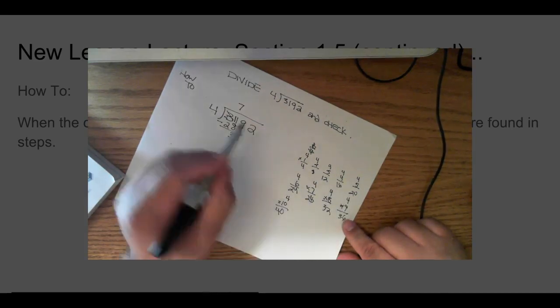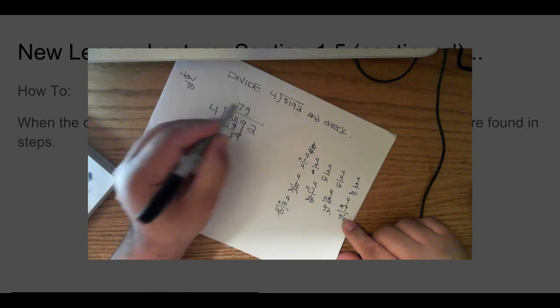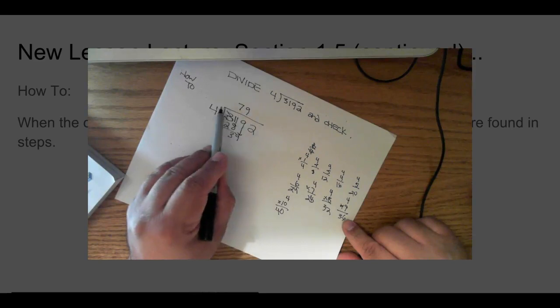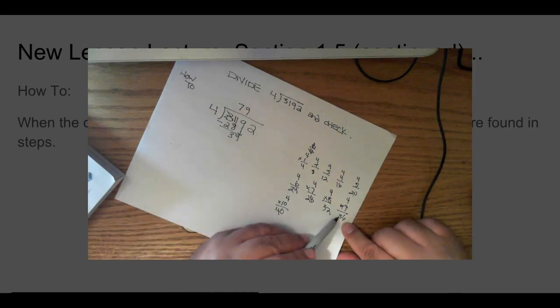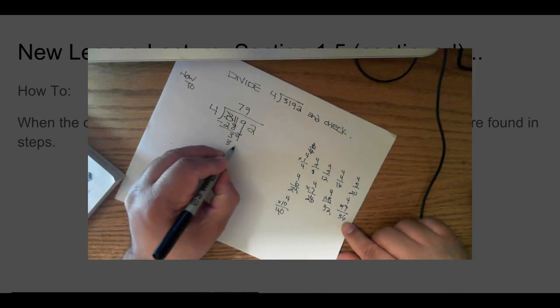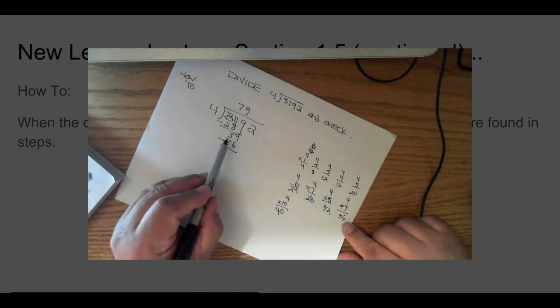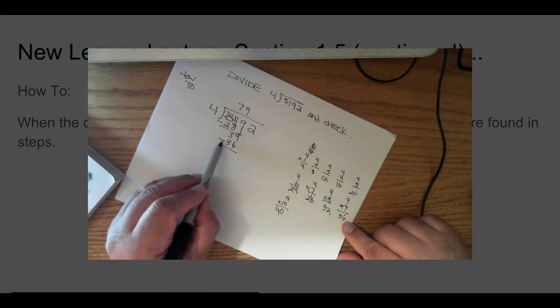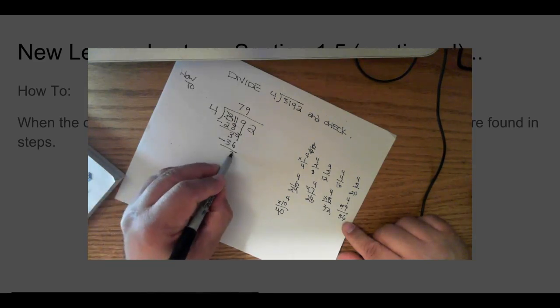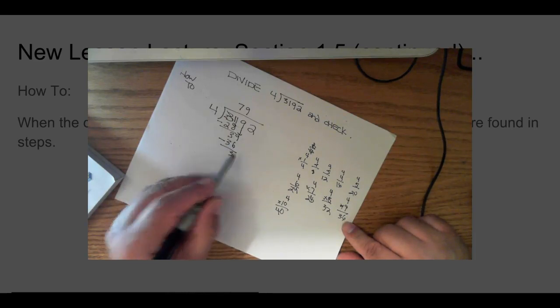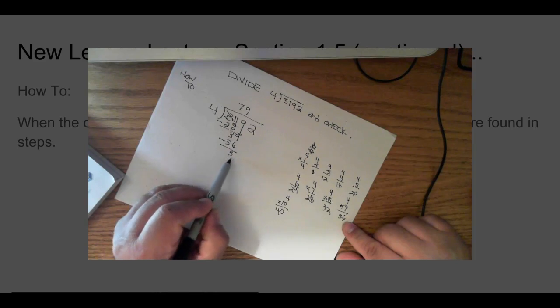So 4 times 9, so we're going to put a 9, right? And then we multiply. So 4 times 9 is 36. So let's go ahead and write that down. And so now we're going to subtract. So 9 minus 6 we know to be 3. And we know that because 6 plus 3 is 9. So we're checking, right, as we go. And we've got that done.